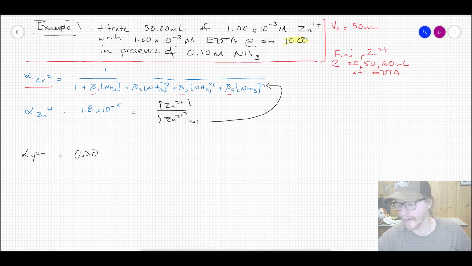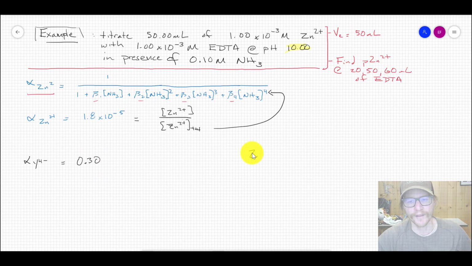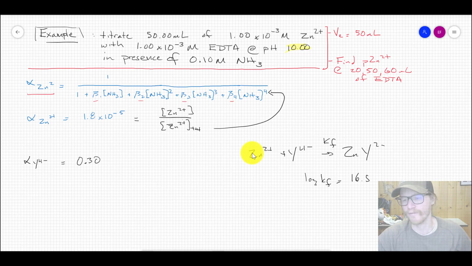And then finally, we need to know the formation constant for zinc plus the Y4 minus compound to make the zinc Y2 minus. So that Kf just comes straight from your textbook again. The log Kf of this is pretty large, 16.5. So the Kf then is 10 to the 16.5.